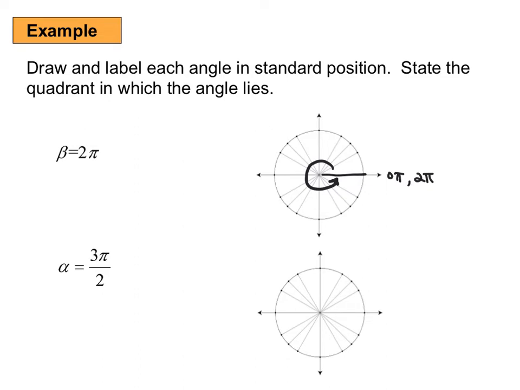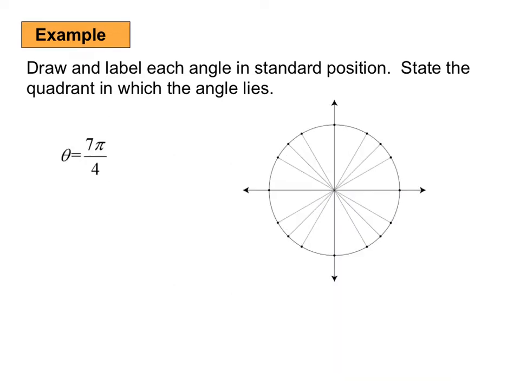The next one says 3 pi over 2. Well, again, you know this is 0 pi. You also know this is 2 pi. You know halfway around is pi. And you know that this is pi over 2 and this is 3 pi over 2. So if I ask you to draw the approximate location, you would come around to right here, and this would be where 3 pi over 2 is located.